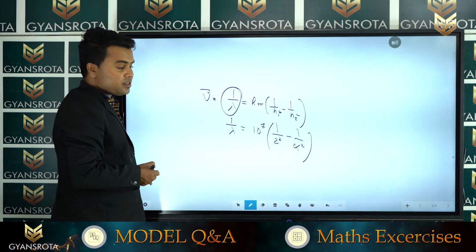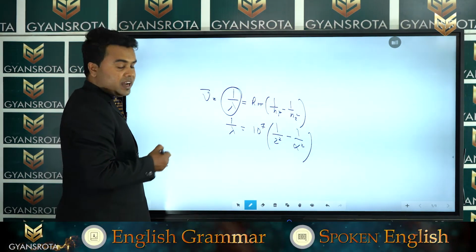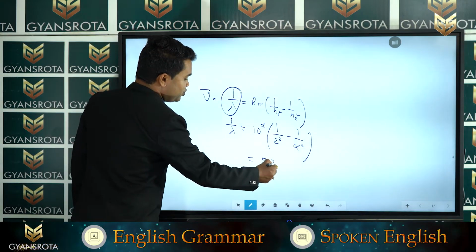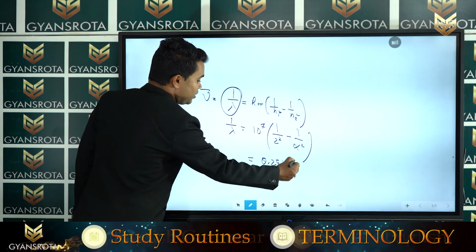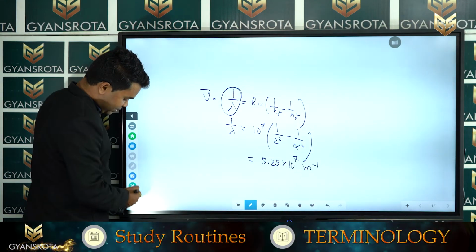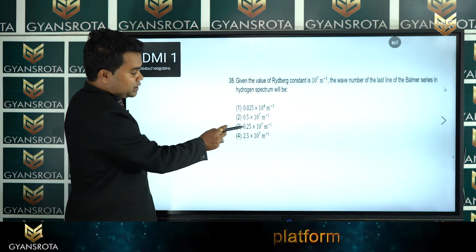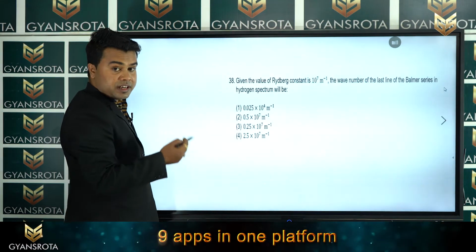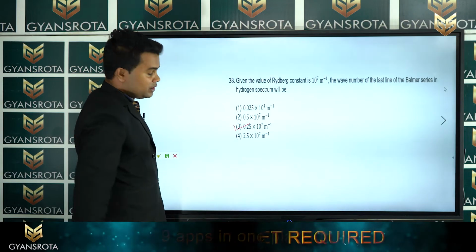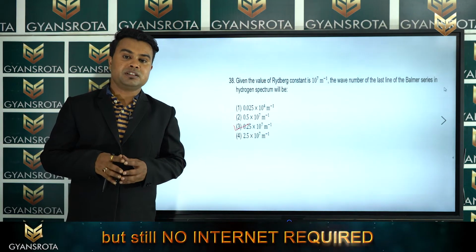Your final answer will be 0.25 into 10 to the power 7 per meter. If you look at the options, the right option is option number 3. So take option number 3 as the correct answer. Let us now go for the next question, that is question number 39.